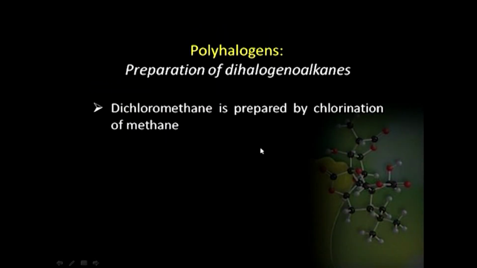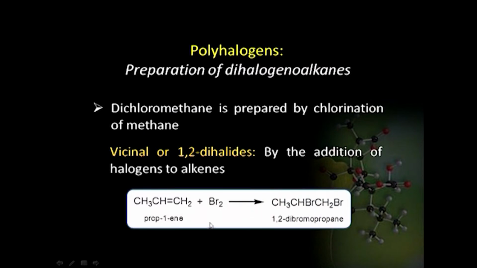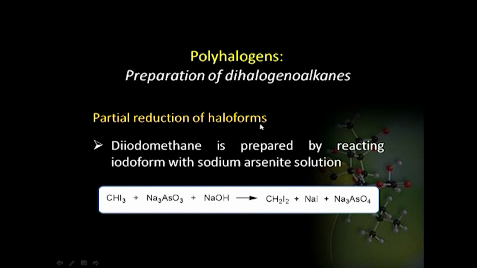Dichloromethane is prepared by chlorination of methane, and the vicinal or 1,2 dihalides is another type of dihalogenoalkanes where the halogen atoms are attached to two different carbon atoms. These are prepared by the addition of halogens to alkenes. So, propene reacts with bromine to give 1,2-dibromopropane. The dihalogenoalkanes can be prepared by the partial reduction of haloforms. So, diiodomethane is prepared by reacting iodoform with sodium arsenide solution by the reaction shown here.